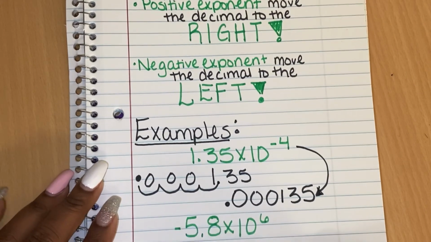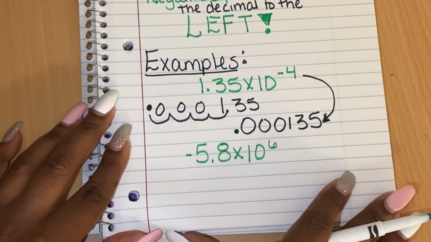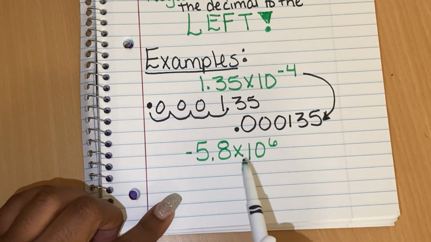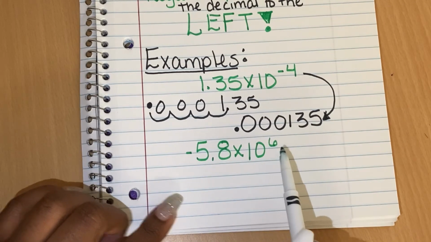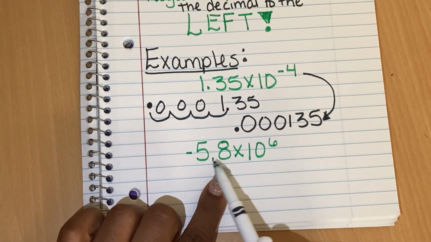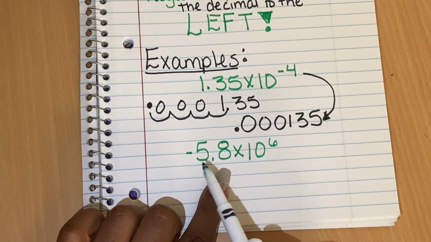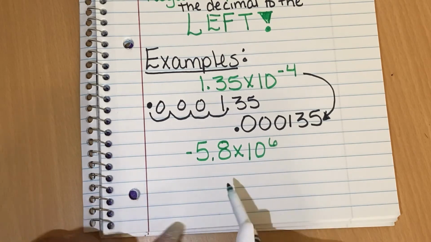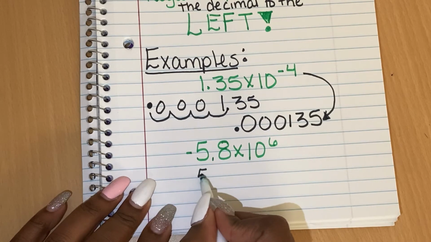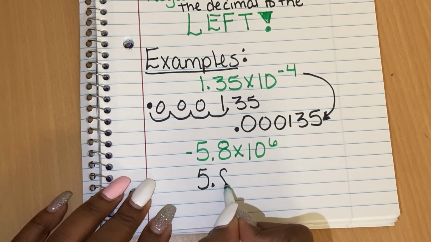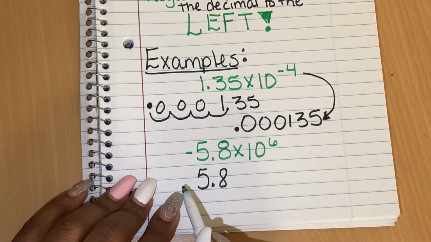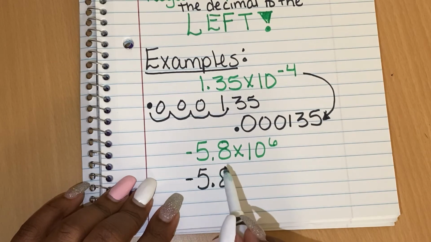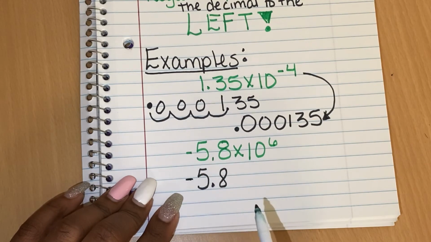Okay, let's try another. Negative 5 and 8/10 times 10 to the 6th power. Again, I'm going to write everything in front of the multiplication sign. That's just the power. 5.8. Bring that negative down because it is along for the ride, okay? Write everything in front of the multiplication sign.